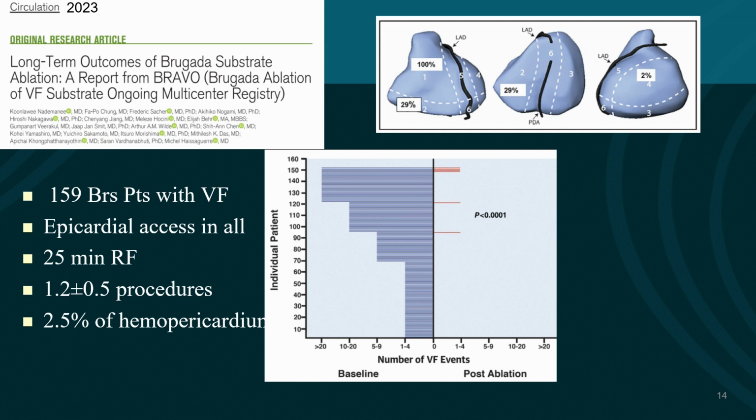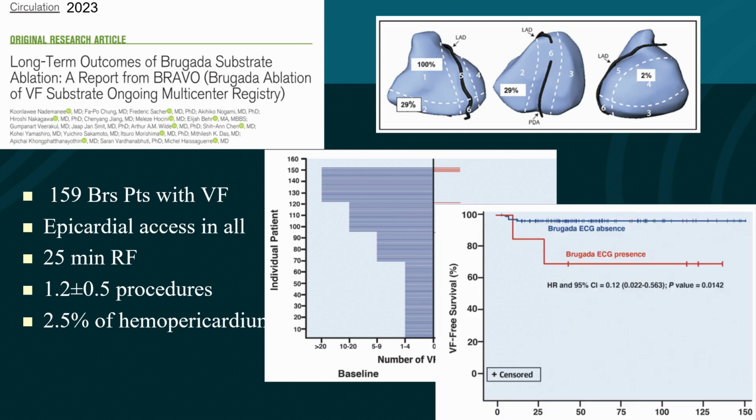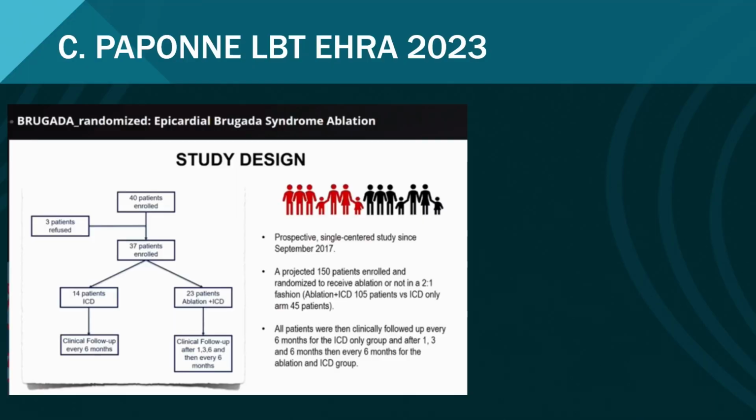You have the events before ablation and after ablation. It's quite remarkable. What is interesting here is that if you abolish the pattern on the ECG, it's really a much better outcome as compared to when it persists. So it's good to have, unfortunately not an acute endpoint that you could rely on.